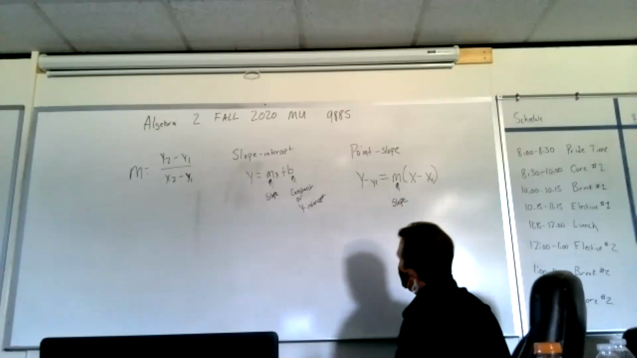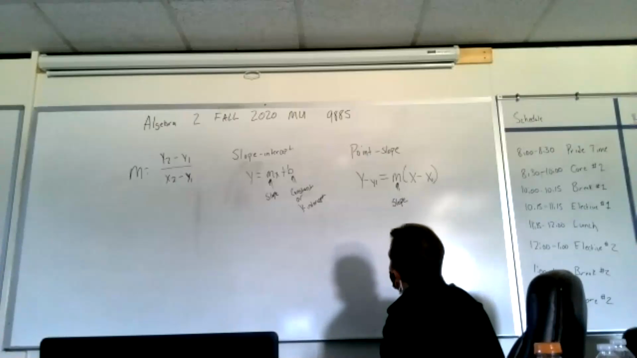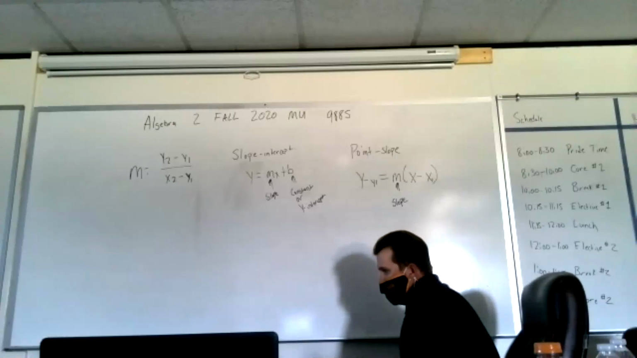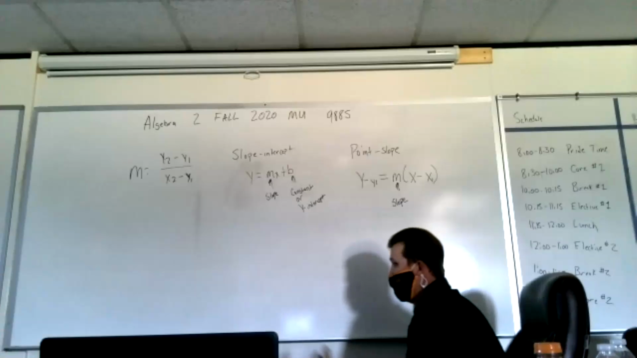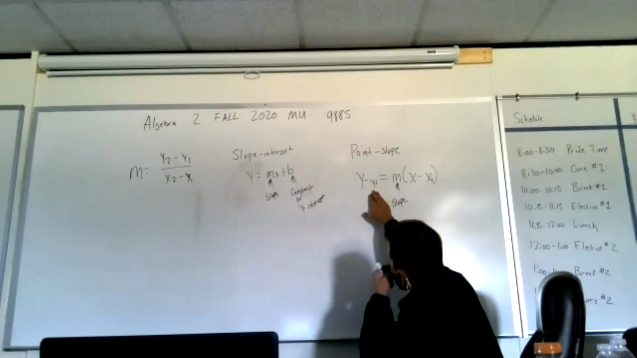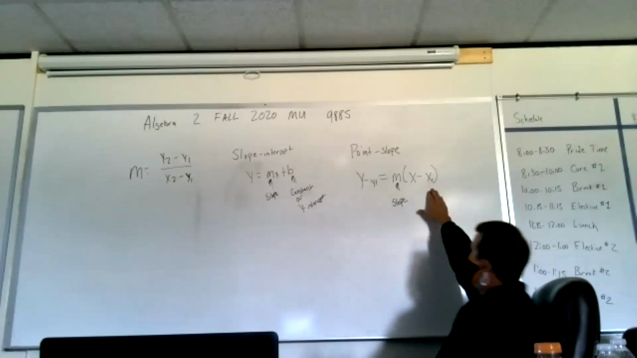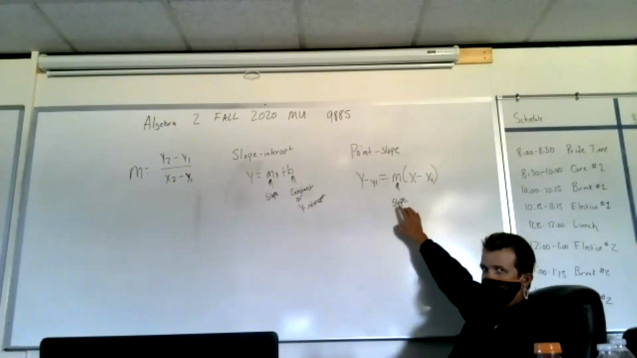But we would use this when they say, write the equation of a line that passes through this given point with this slope, or write the equation of a line that passes through this point with this given slope. Y1 is the y value of the coordinate. X1 is the x value of the coordinate. M is always the slope.